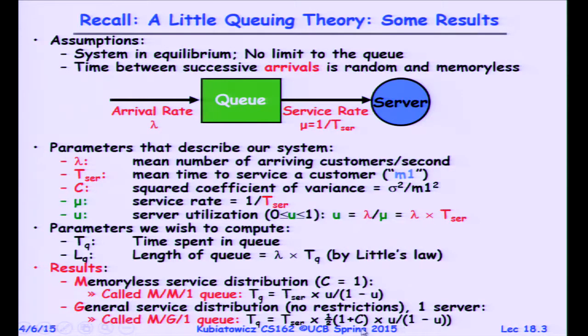By the way, notice what happens when C equals 1 and you plug in 1 plus 1 divided by 2 is 1, and therefore this equation becomes that one when it's memoryless. So these are really the same equation.